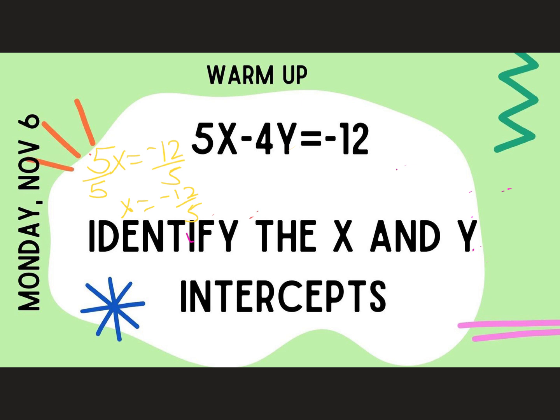And just like I did with the x-intercept, I can do the same to find the y-intercept. Because if x equals 0, well, 5 times 0, so we can just cover this up. We're left with negative 4y equals negative 12. So now I'm dividing by negative 4, and I have my y-intercept is 3.